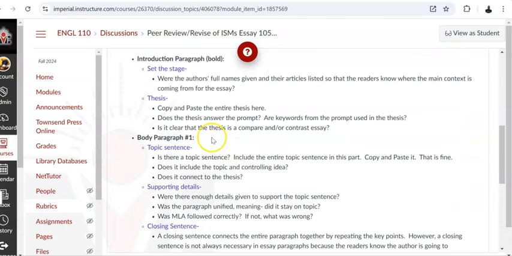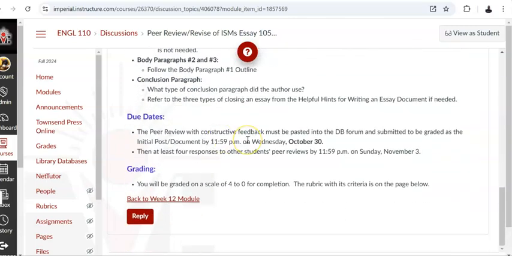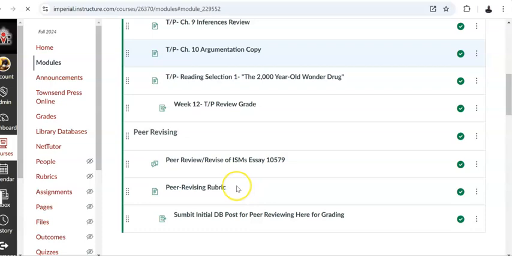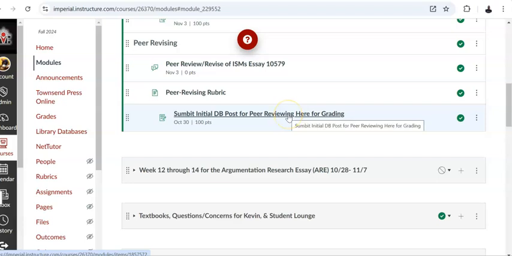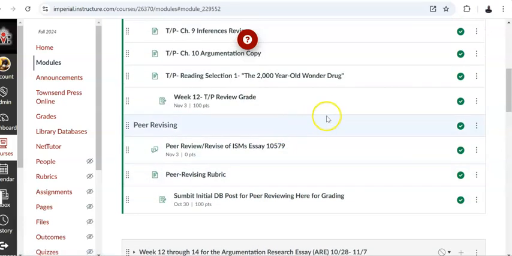Now this will be done again. Post this in the discussion board by Wednesday, October 30th, and then submit it for me for grading as well, which you will know. Let me go back here. You'll put it here. Now remember, I don't want you to copy and paste the paragraphs. I just want you to copy and paste the thesis and the topic sentences. Because if you copy and paste the paragraph and then put my information under it, it's going to be too long.